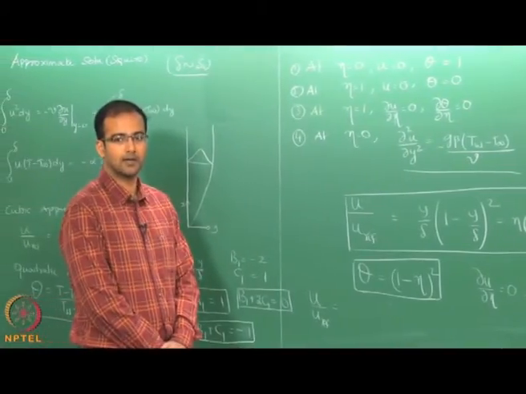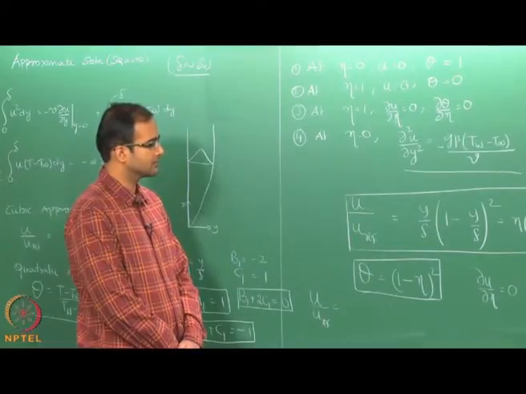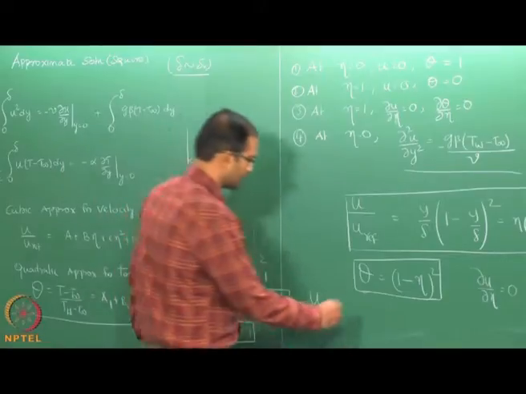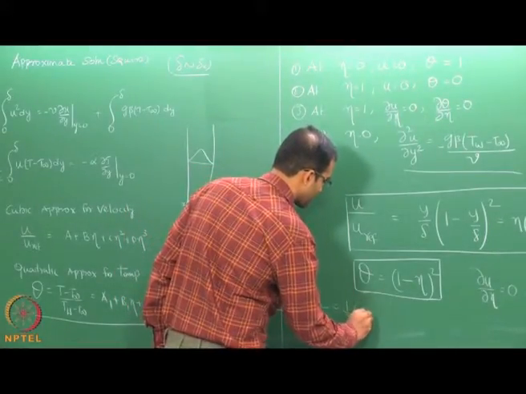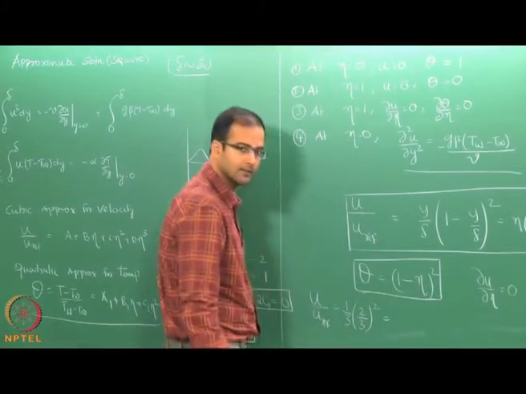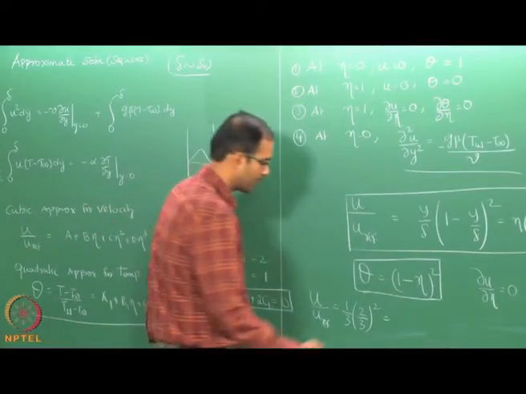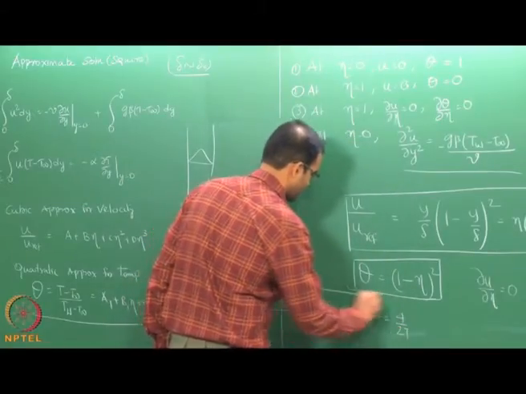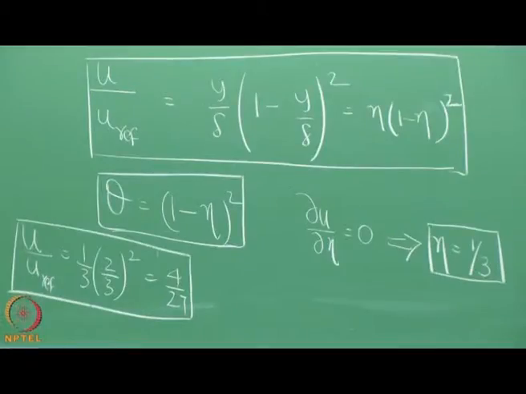Anybody who has a calculator can check this. 1 by 3, 2 by 3 the whole square. What is it? 4 by 27. Okay. So, eta equal to 1 by 3.